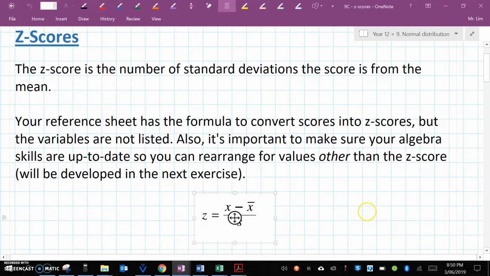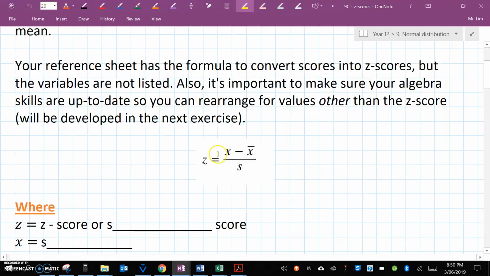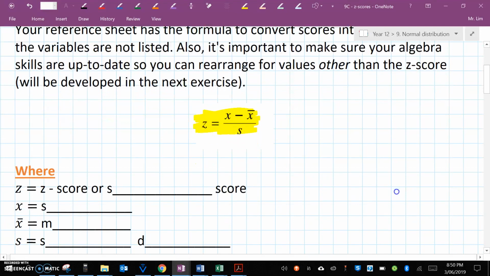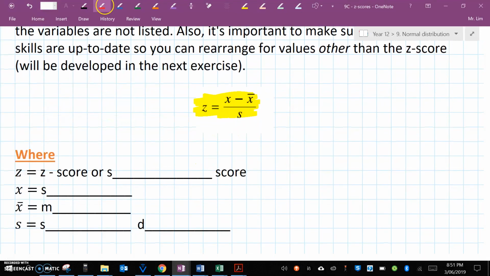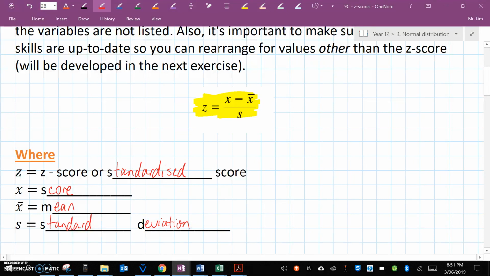So on your formula sheet, you have this formula. Z is equal to x minus x bar over s. Z is the z-score, or the standardized score. X is the score itself. X bar is the mean, and s is the standard deviation. So you have the z-score is equal to the score minus the mean all over the standard deviation.